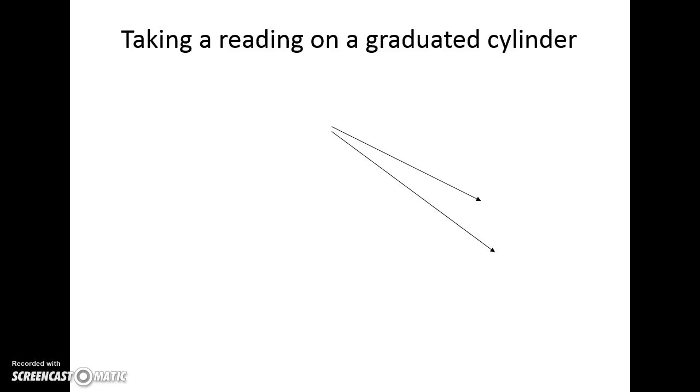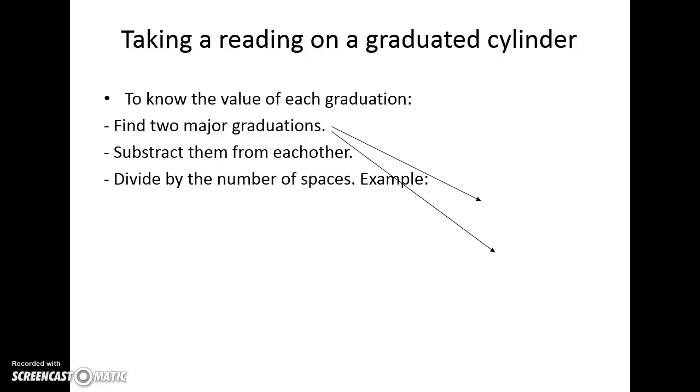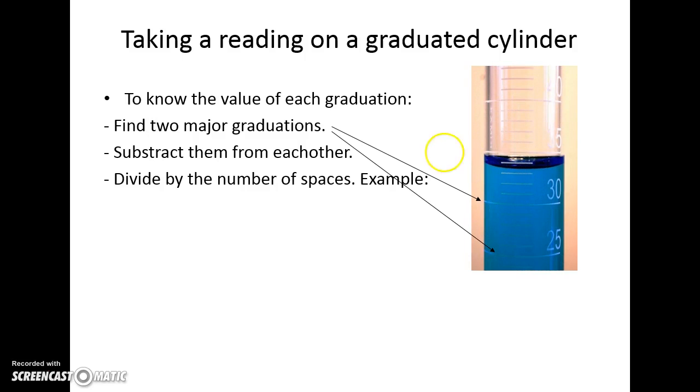How to take a reading on a graduated cylinder? To know the value, first you have to know the value of each graduation. So first you find two major graduations. Let's get the picture here. There you go. So you find two major graduations. Each graduated cylinder has lines on them, kind of like the lines on a ruler. So you will find two large ones. Here's the example, 25 and 30.